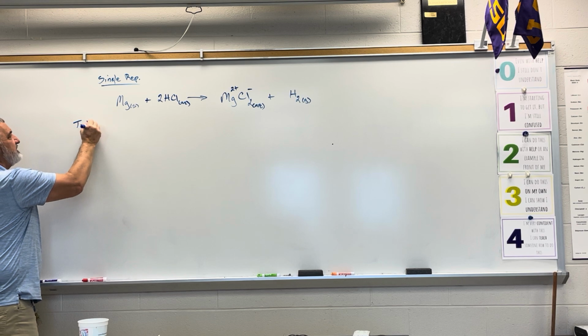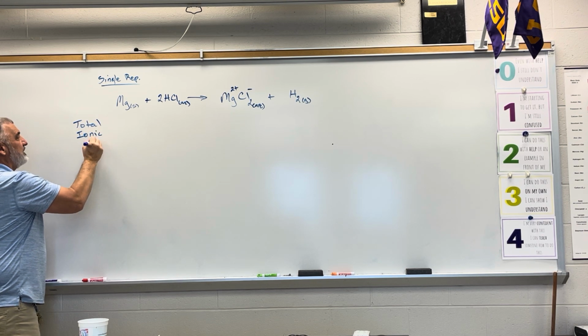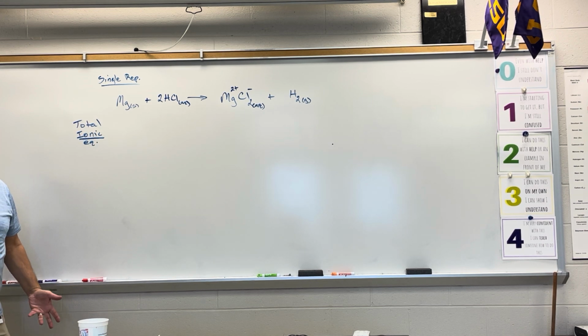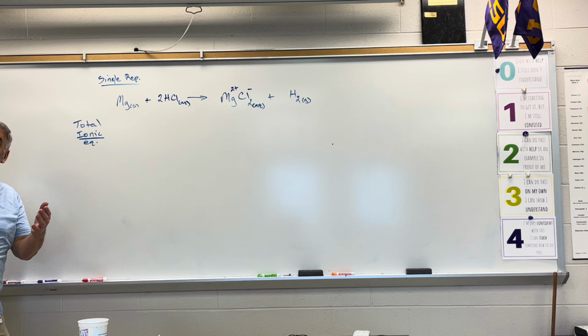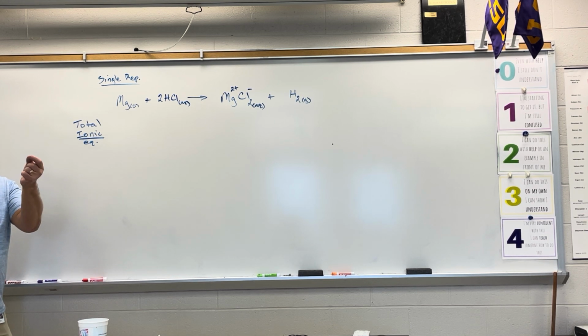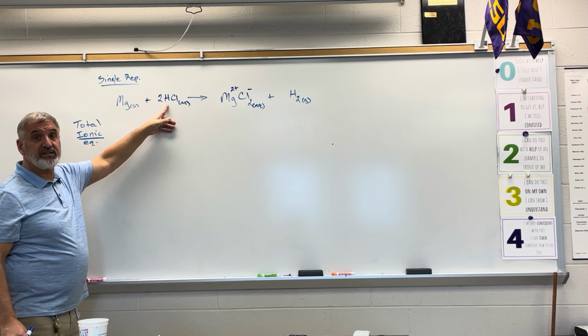To represent our total ionic equation, now this word right there is kind of a clue. Ionic. So it's going to break up into ions. Only aqueous things break up into ions. Only things that are electrolytes break up into ions. Electrolytes are your strong acids, bases, and salts. Well, what is this?